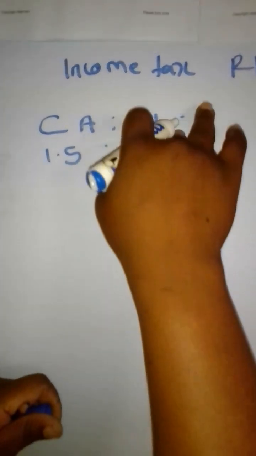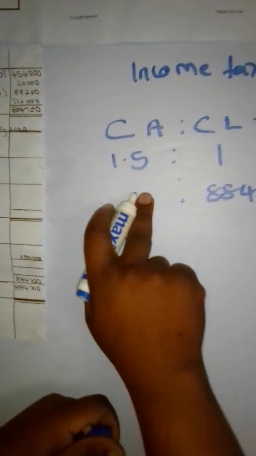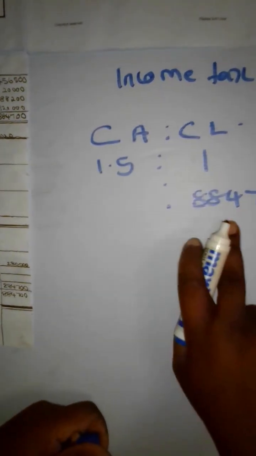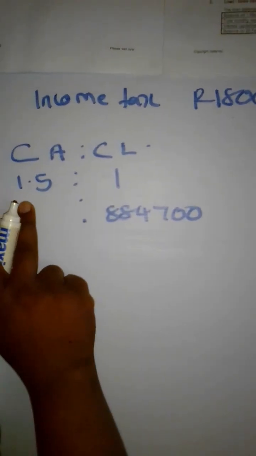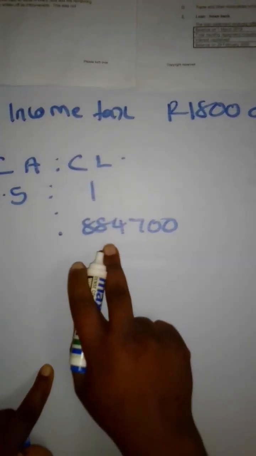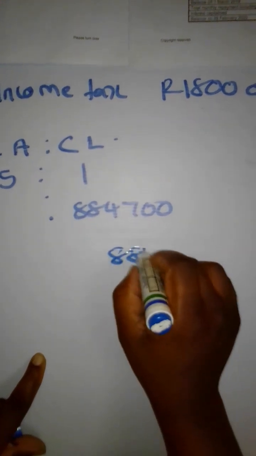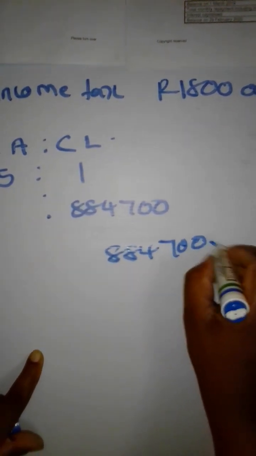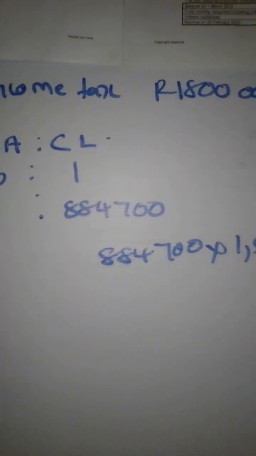So this 884,700 is indicating 1, as to the current assets being 1,5. So how do we get the current assets? We are simply going to say 884,700 multiplied by 1,5 to get the current assets. So let's do that. 884,700 multiplied by 1,5 will give us the amount for the current assets.